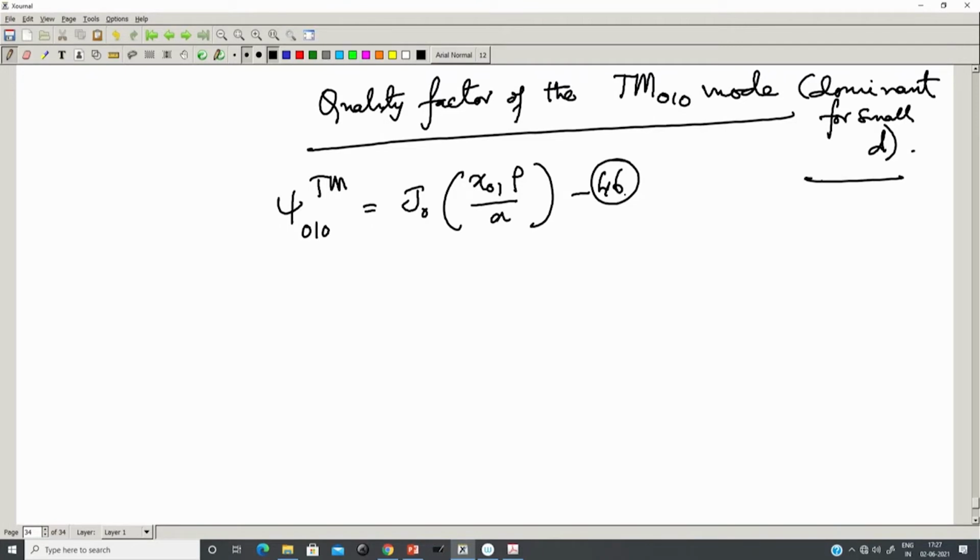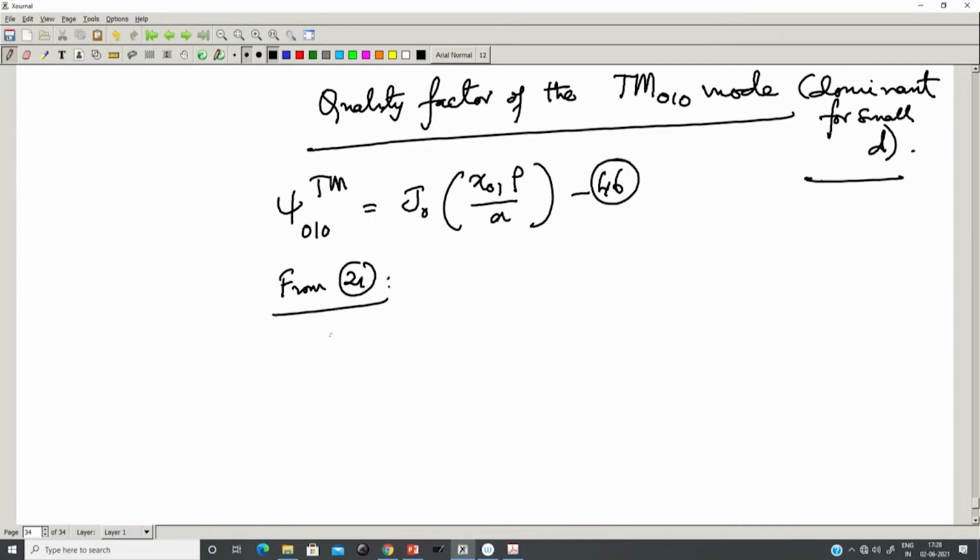Okay. So, uniform variation, so n is 0, that means uniform variation along the phi direction. The azimuthal variation of the field is uniform, and the distribution of the field is also uniform along the z direction, because there also we have q as 0. So, only p is 1. Therefore, the psi function becomes J0 x01 rho by A, and from there we can find out all the field components.